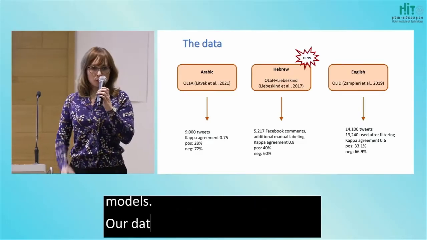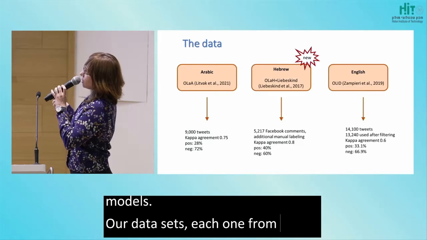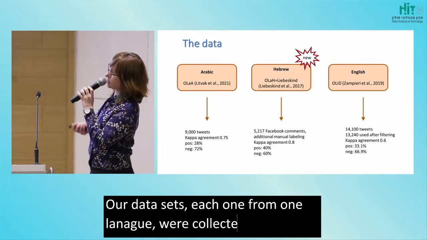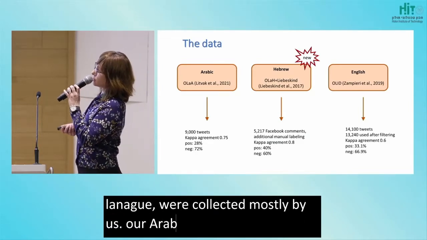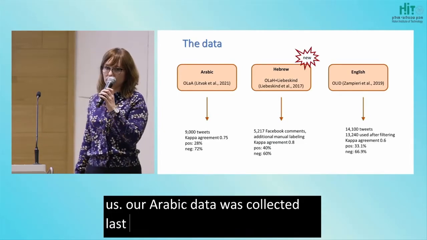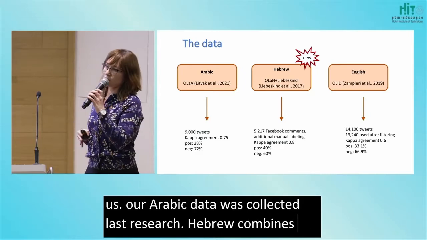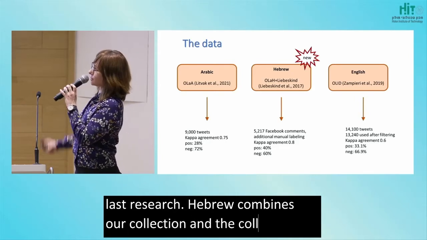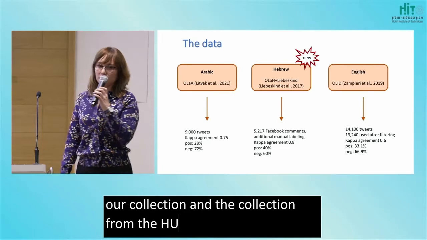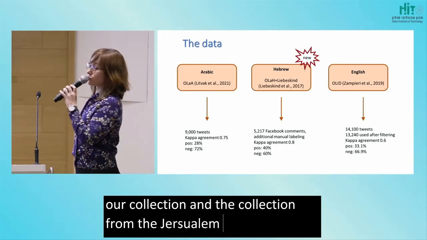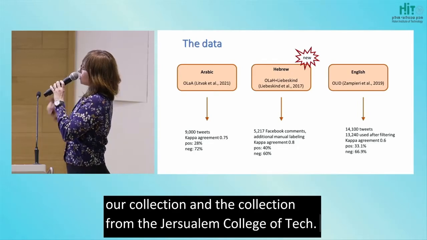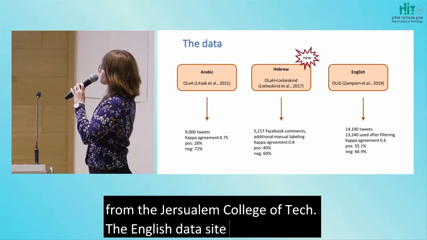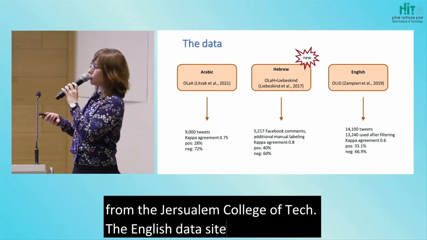Our datasets, each one from one language, were collected mostly by us. The Arabic dataset we collected in our previous research. It contains 9,000 tweets. The Hebrew dataset actually combines the early version of our collection and the collection from Jerusalem College of Technologies. And now it contains more than 5,000 comments from Facebook. And the English dataset was taken, I think, if I remember correctly, from Kaggle, and it is the biggest one among all three datasets.